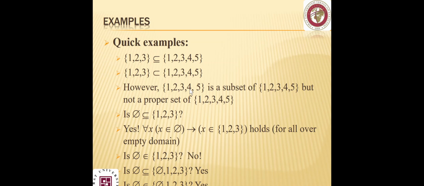But {1, 2, 3, 4, 5} is a subset of itself, but at the same time, it's not a proper subset of itself. That's the definition. One more thing: phi is a subset of any set. By default, phi is a subset of any set. But it's not an element. Pay attention: phi is not an element of {1, 2, 3}. It's a subset of it.